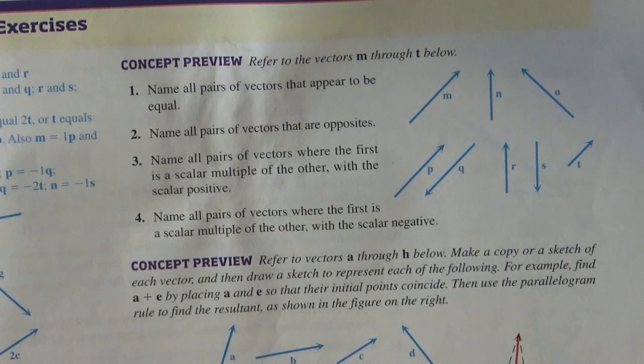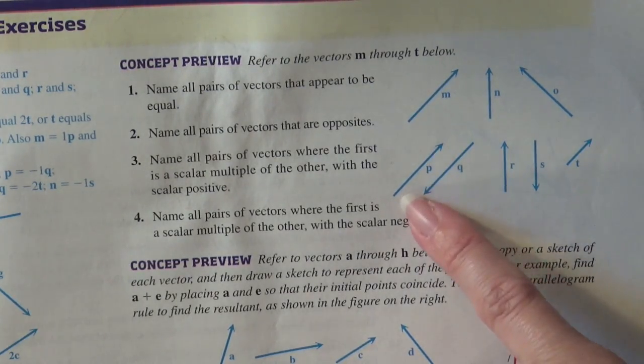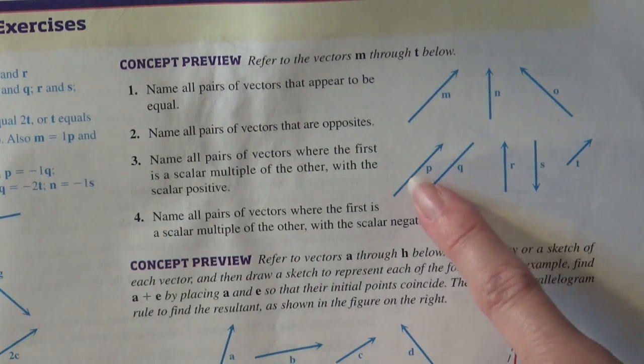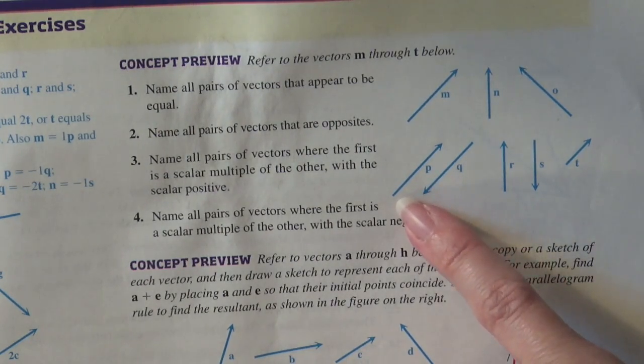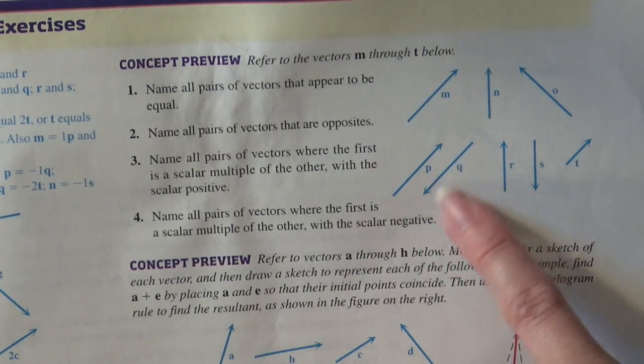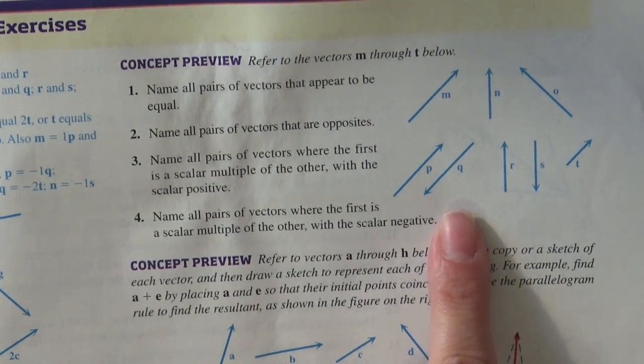Vectors are opposites if they are parallel and the same length, but they point in opposite directions. So, for example, vectors P and Q fit that description. They are opposites. P points up, Q points down. I shouldn't say they're parallel lines. They're not lines, but the vectors are parallel to each other, and the line segments are the same length. They point in opposite directions. So P and Q are opposites.